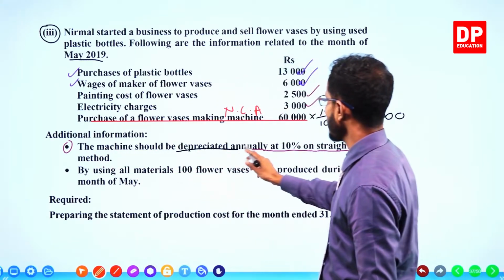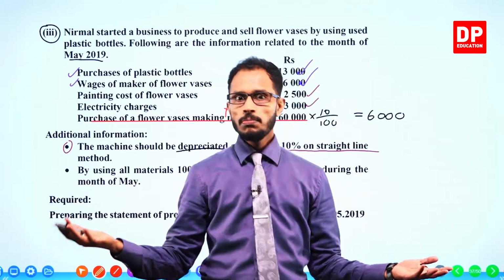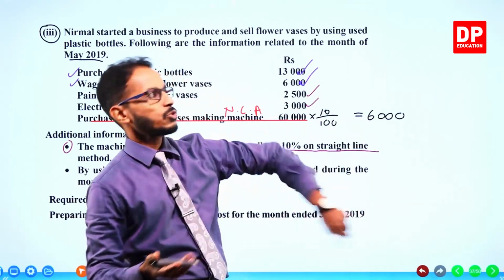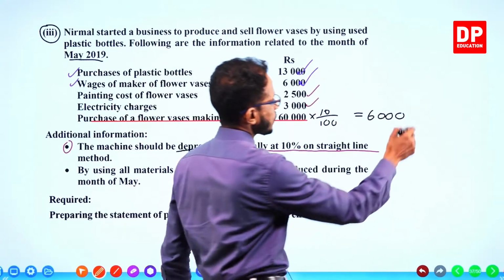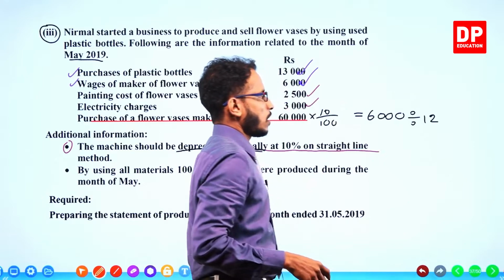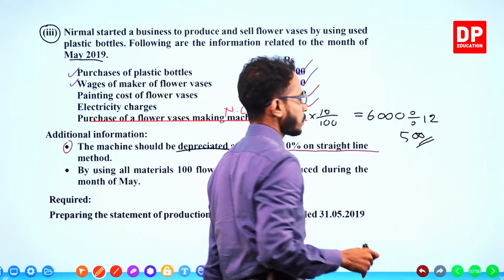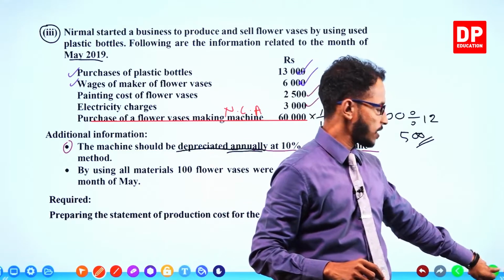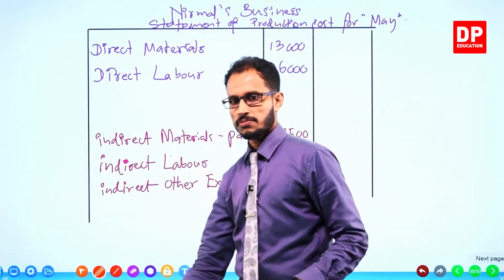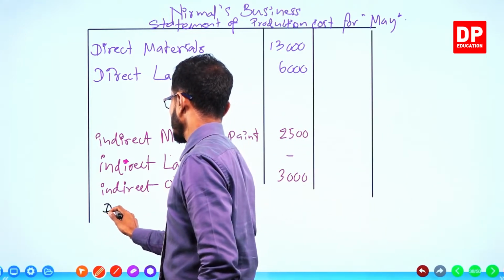Machine should be depreciated annually. This is the annual depreciation. Don't put the 6,000 to your production cost statement. Divide it by 12. How much do you get? You get 500. This is the monthly cost. Monthly depreciation. So depreciation.